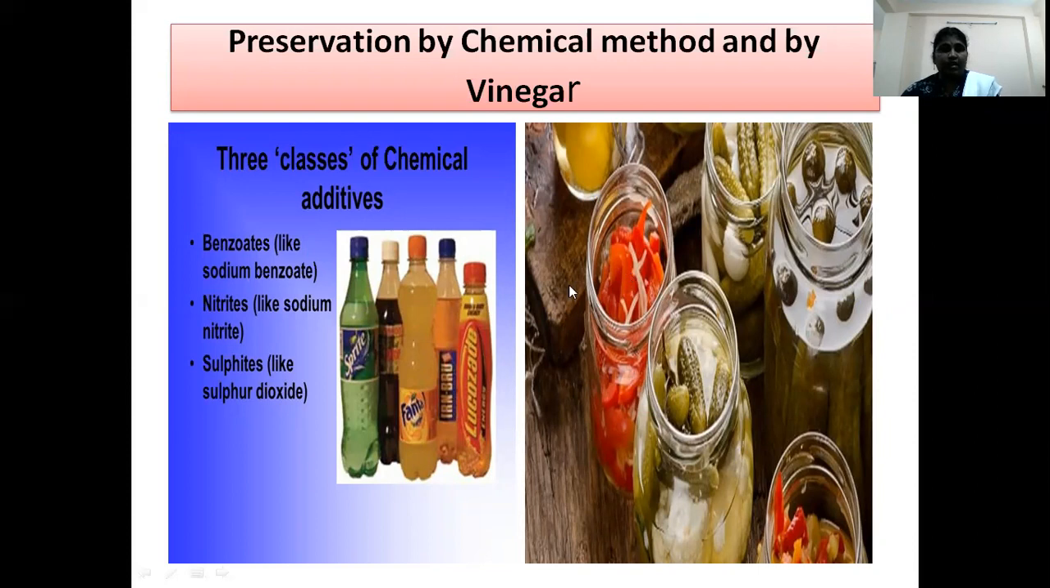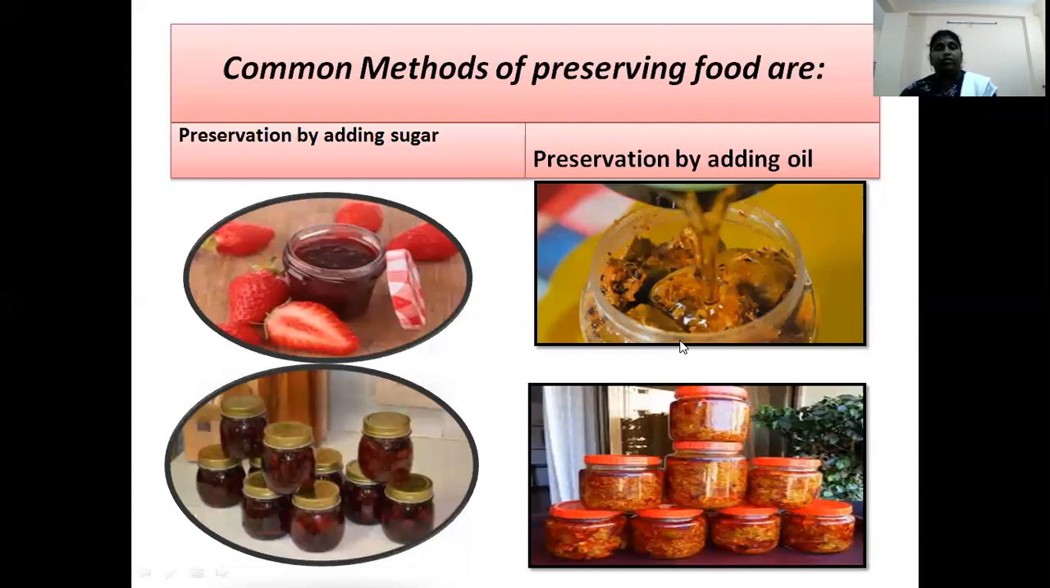Let us see the chemical methods. In chemical methods, the juices will be stored. Sodium benzoate, sodium nitrate, sulfur dioxide will be used to preserve soft drinks as well as the eatables in Tetra Paks. Vinegar is used to preserve vegetables as well as fruits. Adding sugar is the best way to store excess fruits in the form of jams and jellies. By adding oil, fruits and vegetables can be stored in the form of pickles.